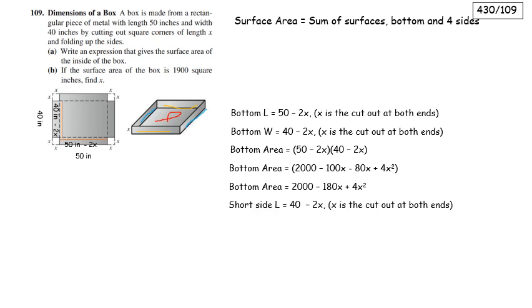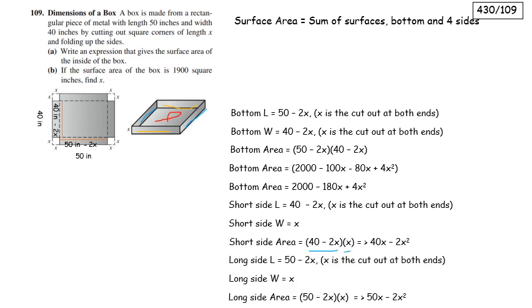The one short side's length is equal to 40 minus 2x, because x is being cut out of both ends, and the width of that will be x. The area of the short side, one short side, will therefore be 40x minus 2x squared, if you multiply the length times the width.